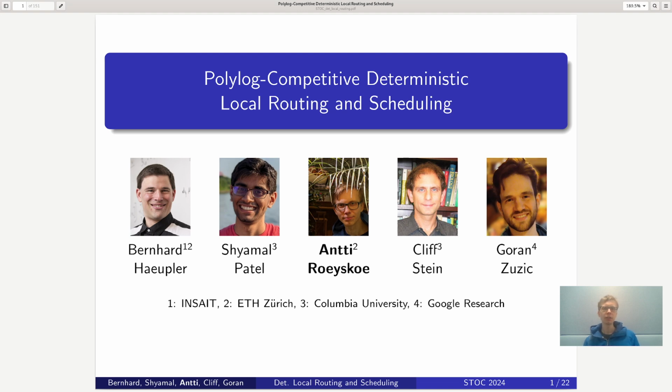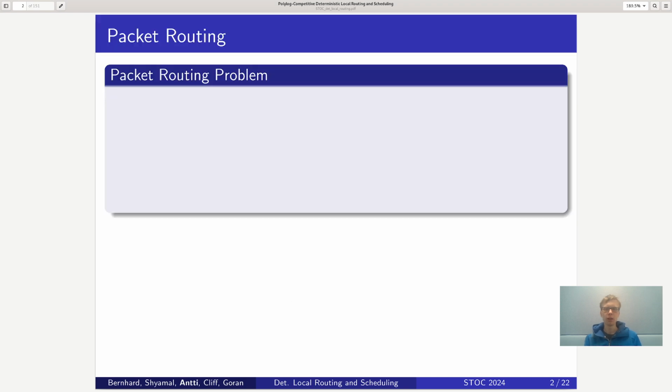Hi, I'm Antti, and this talk is on our paper Polylog Competitive Deterministic Local Routing and Scheduling, which is joint work with Bernard Hauptler, Sharmal Patel, Clifford Stein, and Goran Zizek. So, in this paper, we solved a routing table problem for packet routing deterministically.